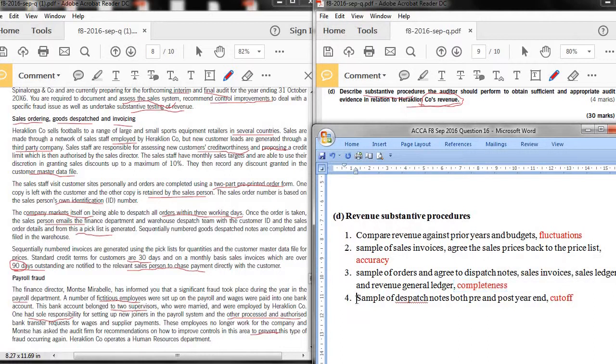The fourth procedure which we can perform is to take a sample of dispatch notes both pre and post year end to check that these have been recorded in the correct period to verify the cutoff. This is also related to the completeness of the revenue in the exact period.